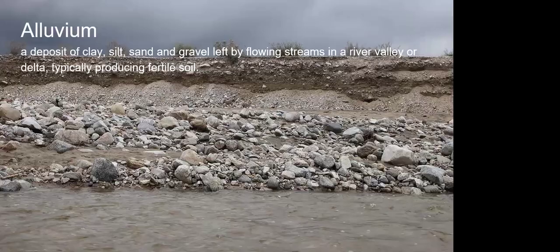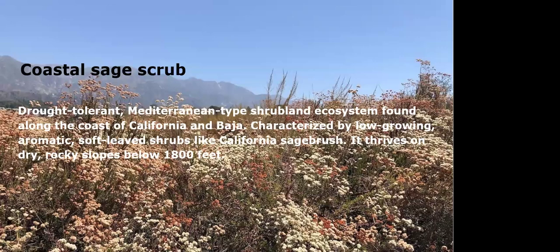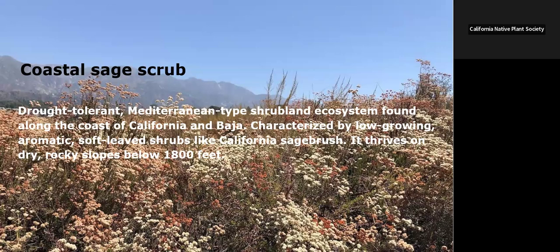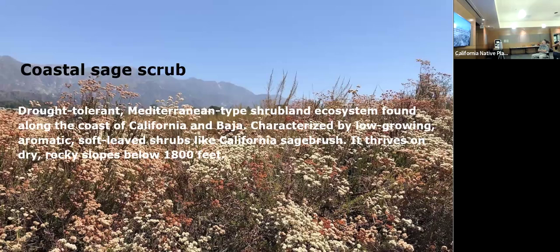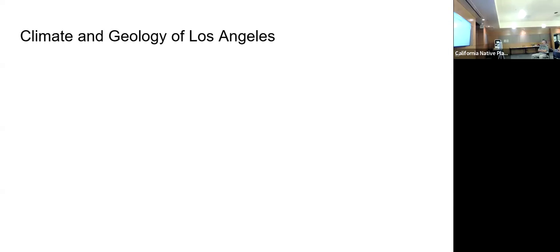Everybody knows what coastal sage scrub is, right? Just a refresher, I'm sure we're all plant people here, we know that answer, but basically a drought tolerant Mediterranean type shrubland ecosystem found along the coast of California. So let's get into the climate and geology of Los Angeles. Does everybody know what kind of climate we have here?